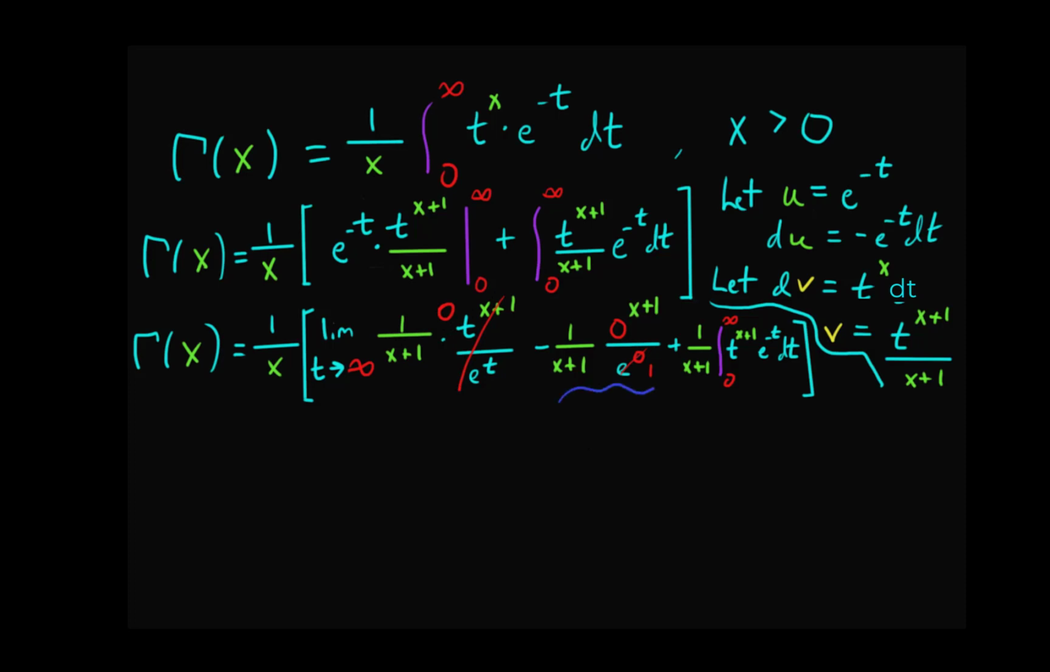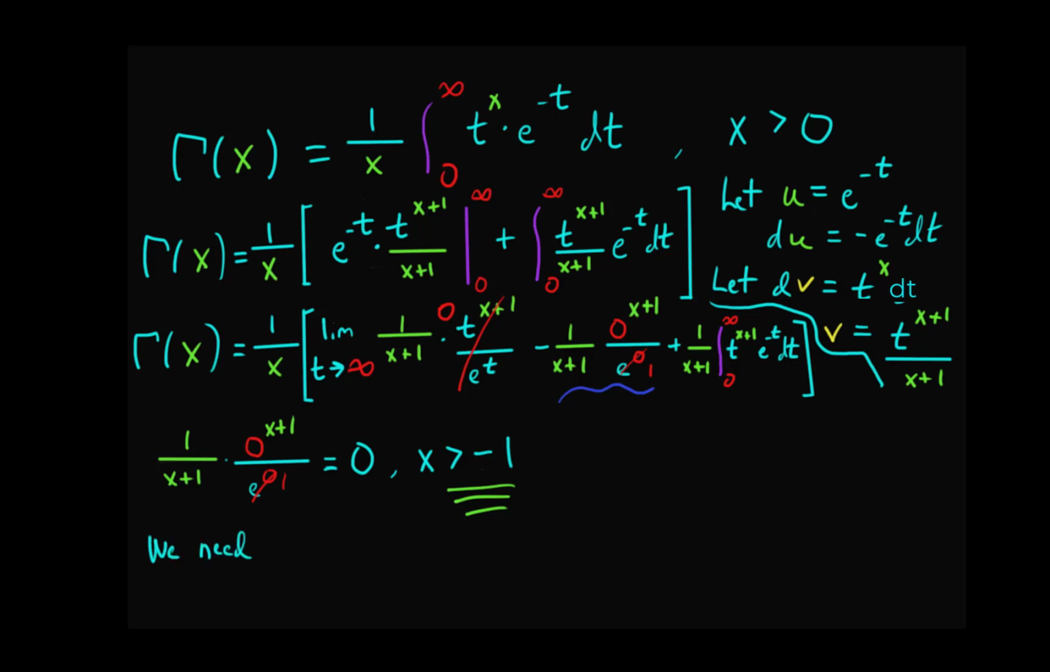T to the x plus 1 over e to the t, by L'Hopital's rule, just goes to 0 as we let t go to infinity. But let's take a look at that second term that I've underlined. That term 1 over x plus 1 times 0 to the x plus 1 over e to the 0. E to the 0 again just equals 1, so really nothing to say about that. But that 0 to the x plus 1 is only going to equal 0 when? When x is greater than what? Greater than negative 1. Again, we need x plus 1 to be a positive exponent so that 0 to the x plus 1 will equal 0 and this term will vanish.